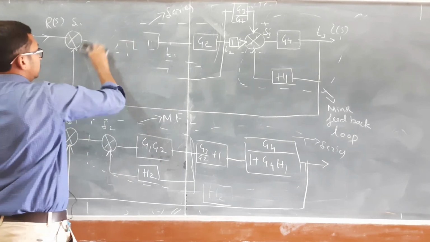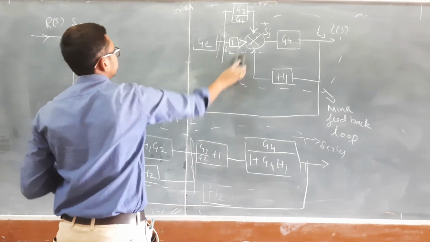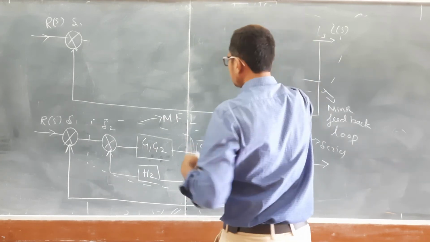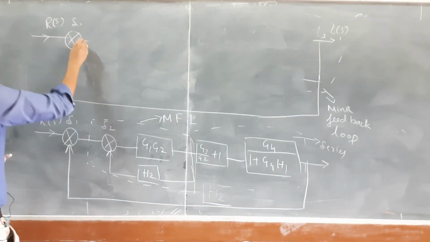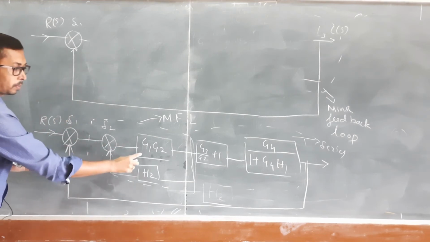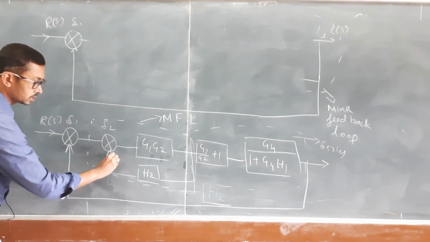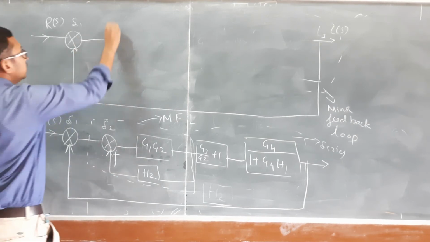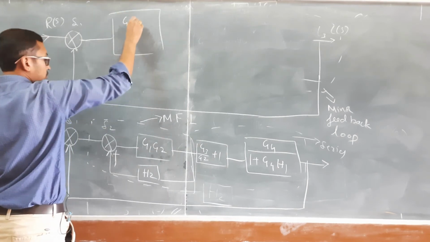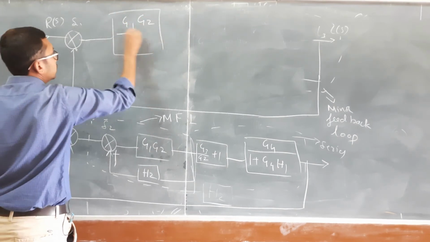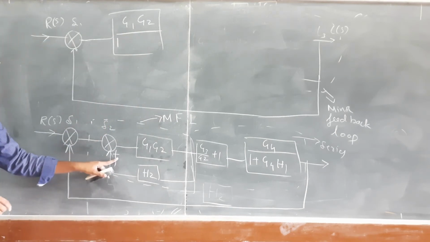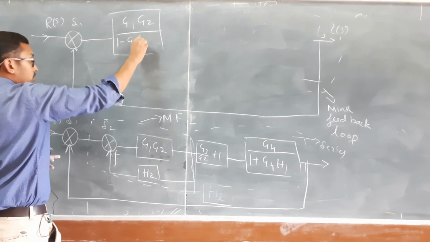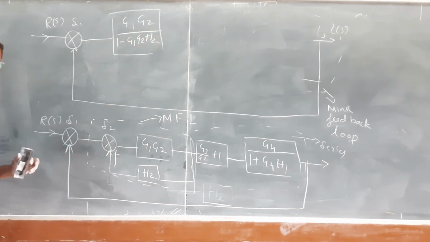So I'm just going to erase this. Okay, I'm having summing point 1, so I'm applying the minor feedback loop. If nothing is there, it will be considered as plus, so this is a positive feedback loop. Then in the formula it will be G1 G2 divided by 1, and since we have a plus symbol here, what we have to do is minus G1 G2 H2. Okay.